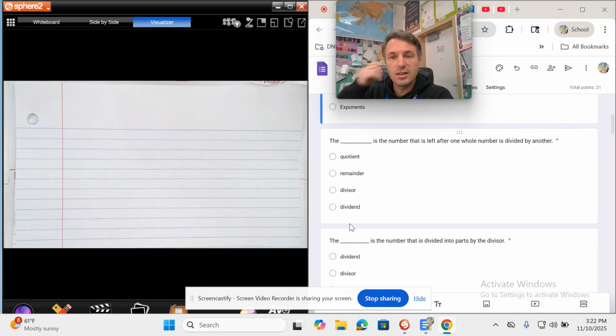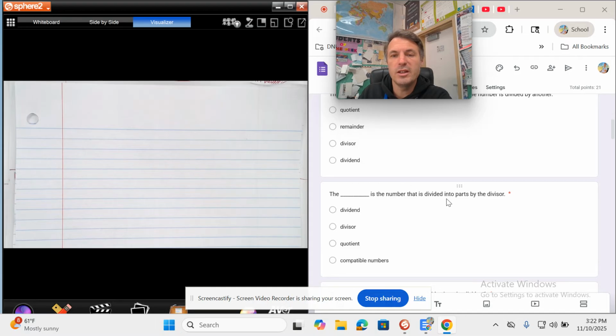The blank is the number that is left after one whole number is divided by another. That is the remainder. Like if you were doing 5 divided by 2, the answer would be 2 remainder 1, because you would be able to get 2 equal groups of 2 out of 5, but you'd have 1 left over. So that's remainder. The blank is the number that is divided into parts by the divisor, and it's either dividend, divisor, quotient, or compatible numbers.